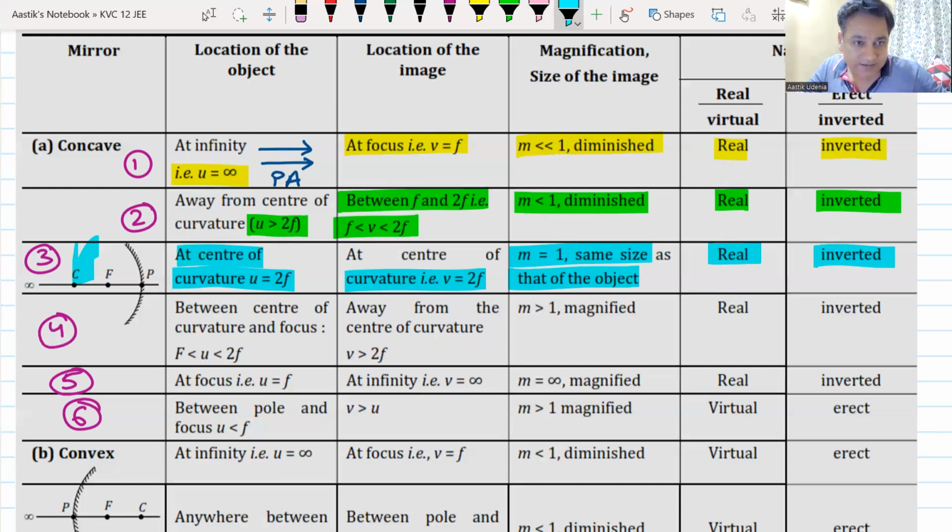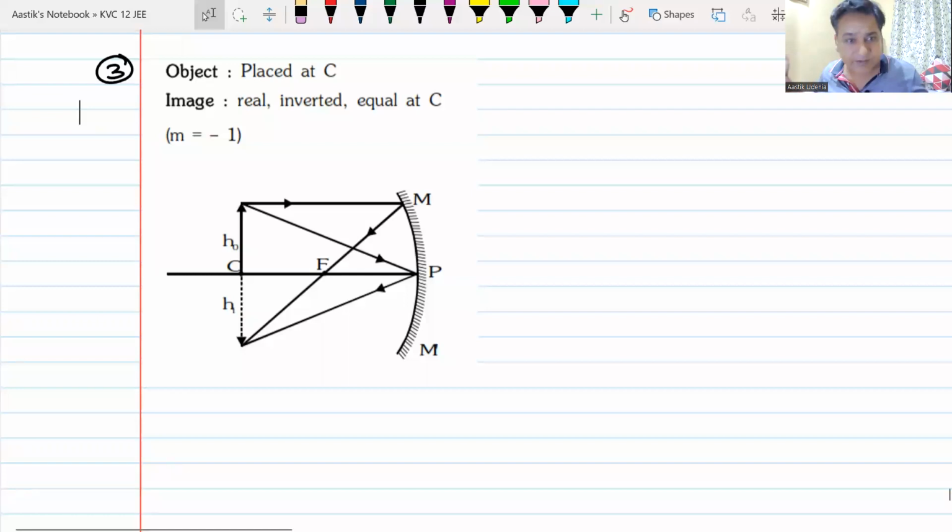Do we understand this? Yes, sir. Have you noted it down? Everyone has noted this down, and this is the diagram that shows it all. Object is at the center of curvature, erect like this. Image is like this, inverted. Same size, same place.